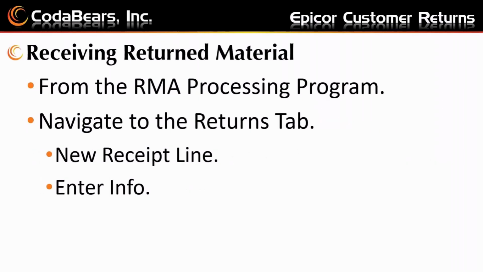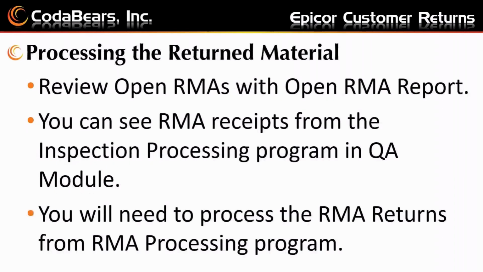And once that's sent out, you're going to receive in the return material. Once that arrives back at your facility, this is also done from the RMA processing program. There's a returns tab on there. You enter a new receipt line and it will populate automatically, but you want to verify your information. And if the quantity is different or anything else, you would fix that record there at receipt. And once it's received, then you're going to process that return material.